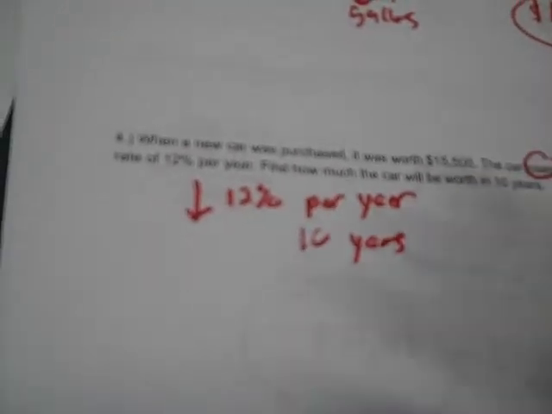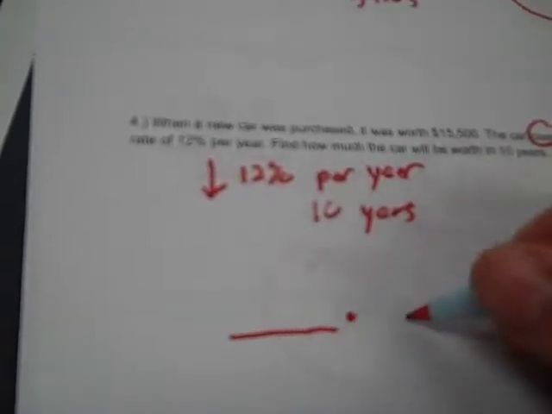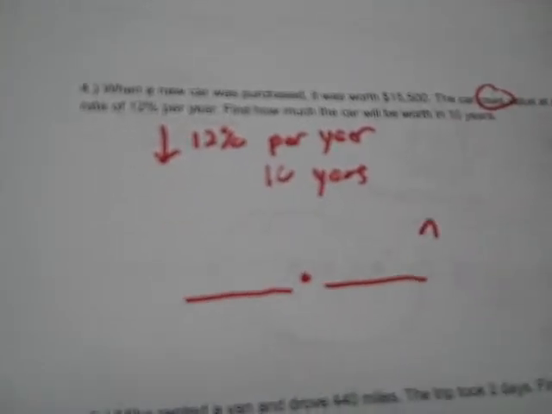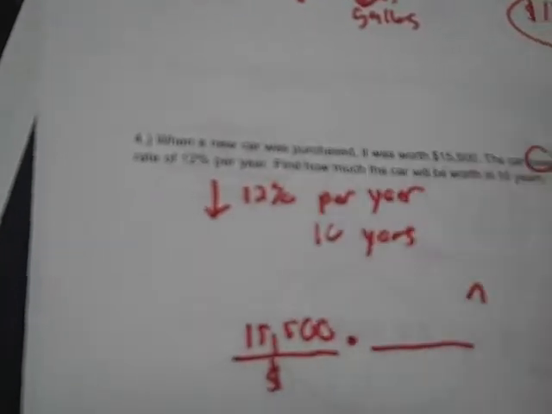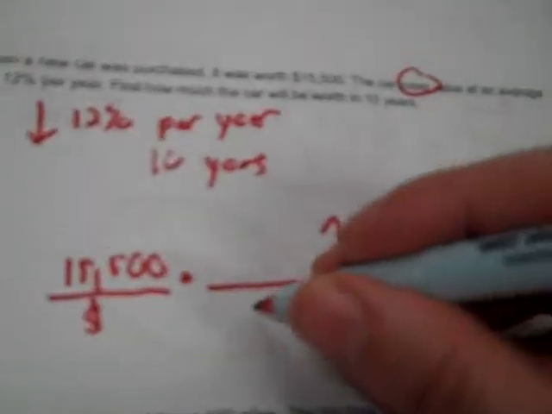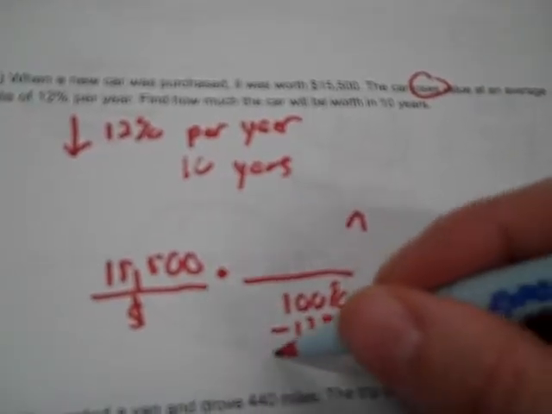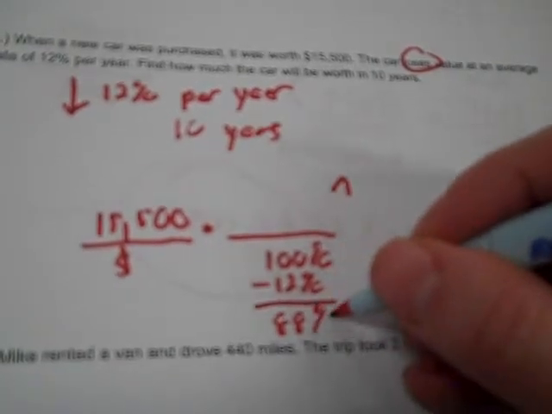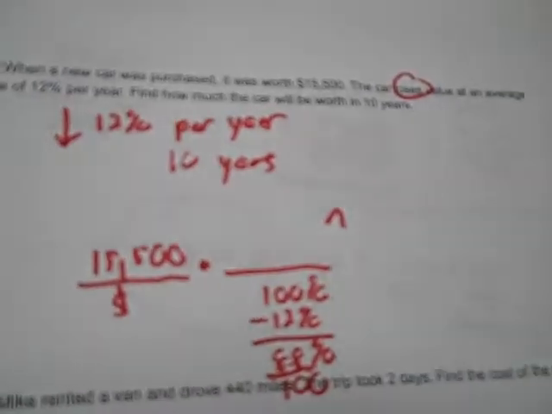So whenever this goes down in percent per year, and I have more than 1 year to figure out, we want to use this multiplication with the exponent, okay? So my new car was $15,500. Now I'm going to multiply by a percent, but I'm not going to multiply by 0.12, okay? So I take 100%, subtract 12%, and that's 88%, okay? And again, we want to divide that by 100 before I put it in there, okay? So 0.88.